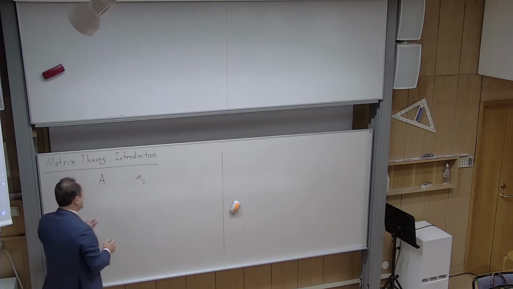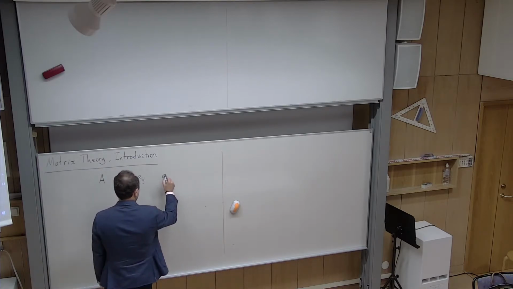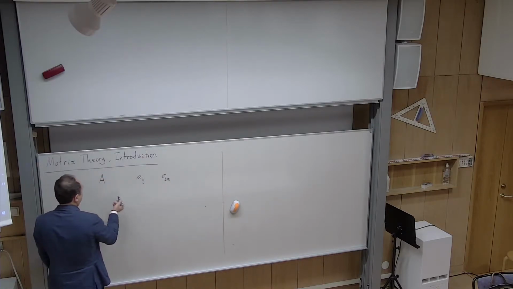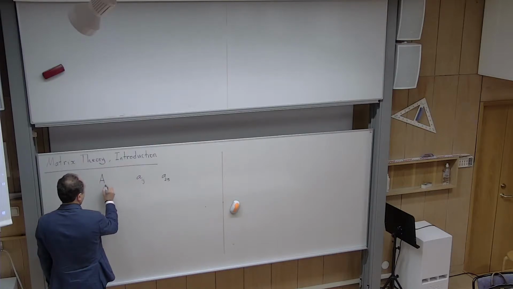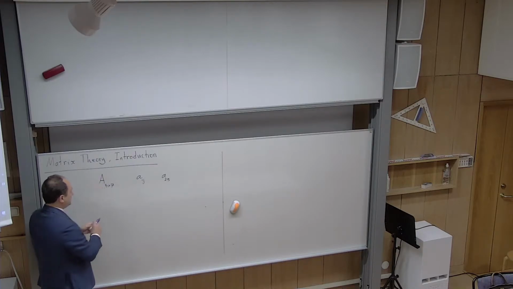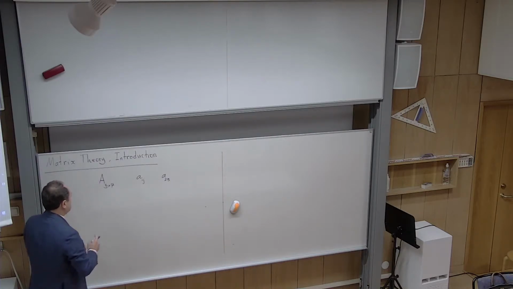For example, for a matrix A, I can write 5 by 7. This is the way that we use it. When I write matrix A and write something like this below it, it means that the number of rows is 5. It's also a convention. The first one specifies the number of rows and the second one specifies the number of columns.